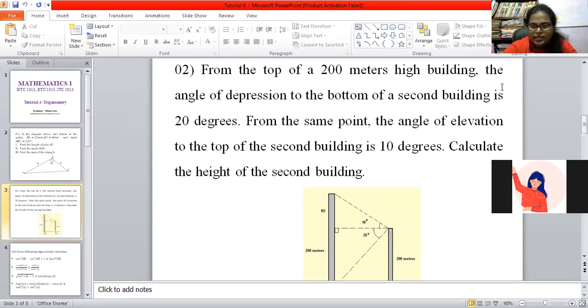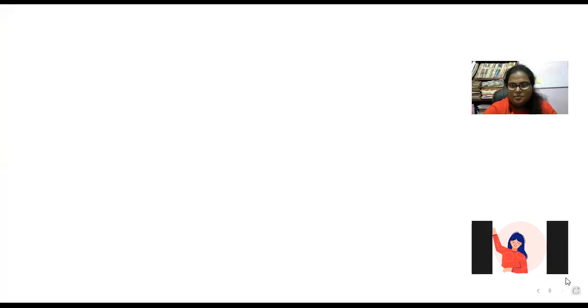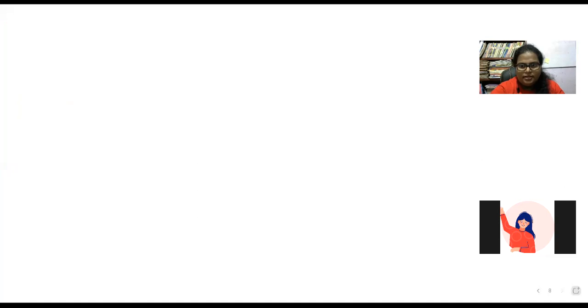So since here the image is not clear, let me show you it in the whiteboard. So they have given, please mute your mics, right? Someone unmuted the mic. Please mute your mic. I think it's Rashmika.